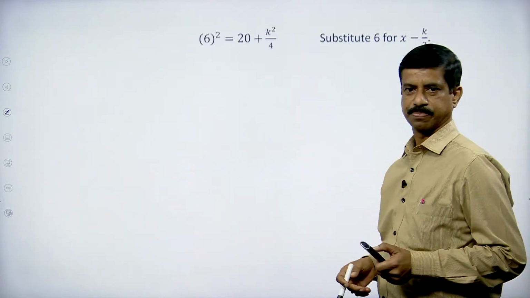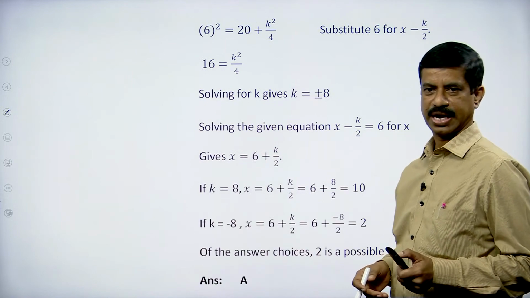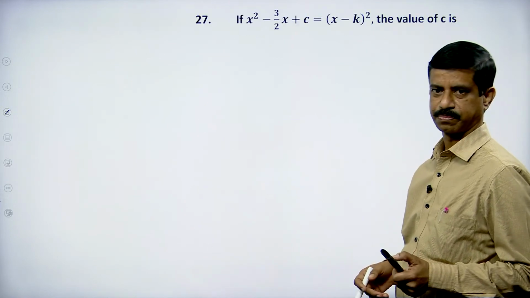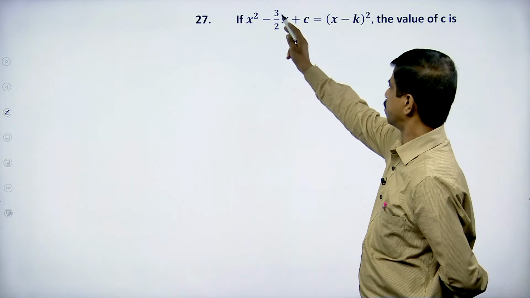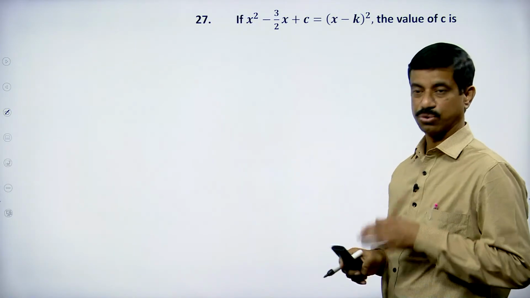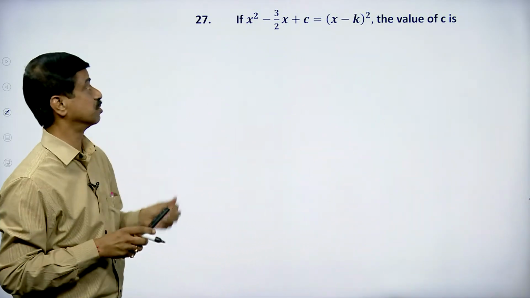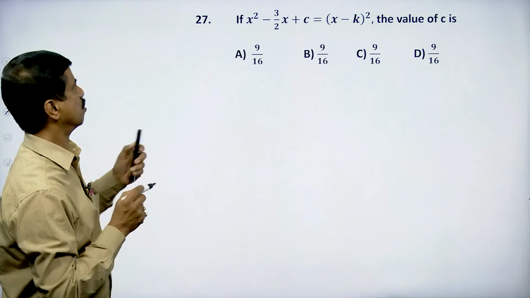So, look at this. Anyway, it's the same as what we have done. Let's move to the next question. It is x square minus 3 by 2 x plus c equal to x minus k whole square. Find the value of c, he said. Find the value of c means I should find out the value of c there.